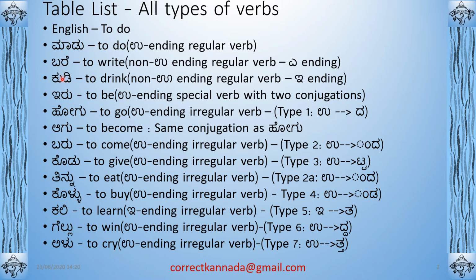But just for Hogu and Agu, that's not the case. For Hogu, the verbal participle is Hogi and the relative participle is Hoda. Similarly, for Agu, the verbal participle is Agi and the relative participle is Ada.